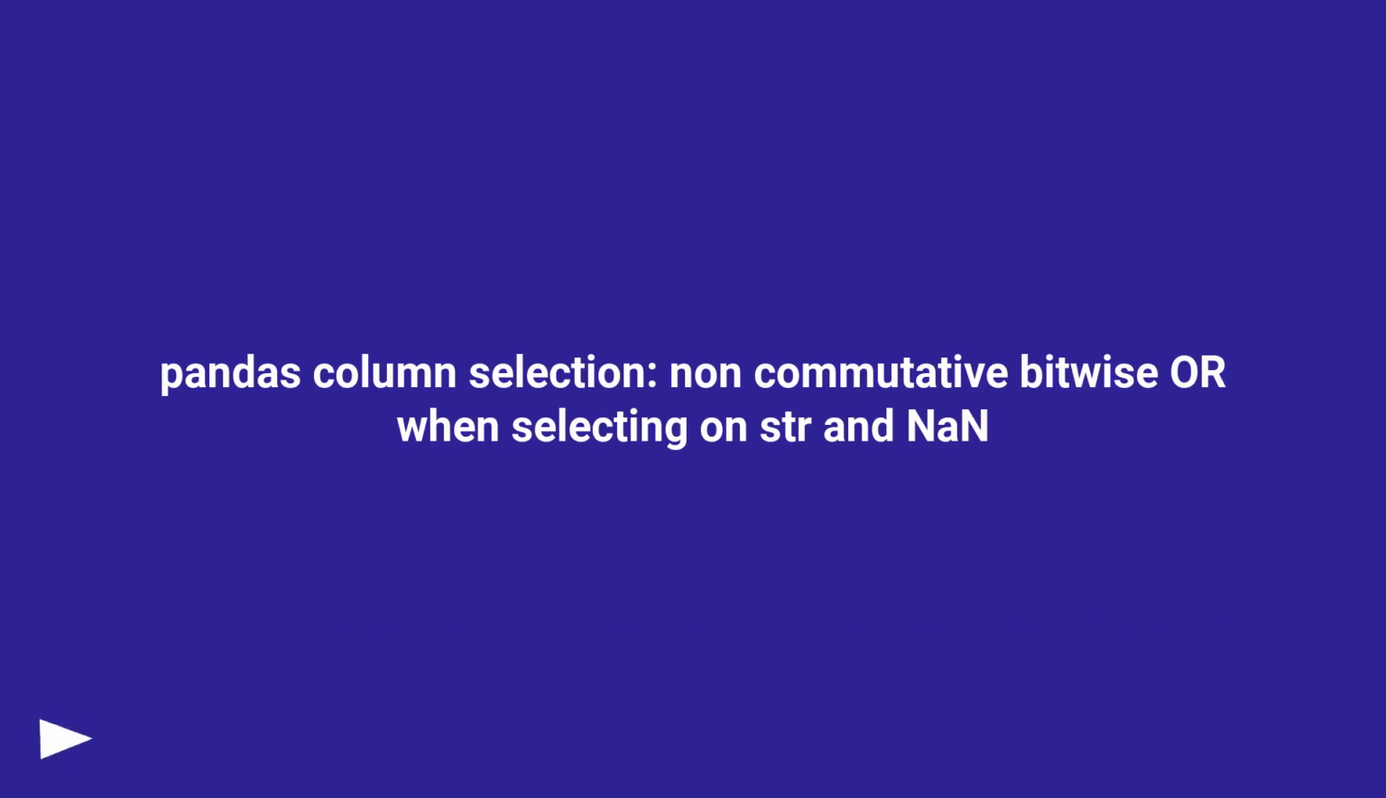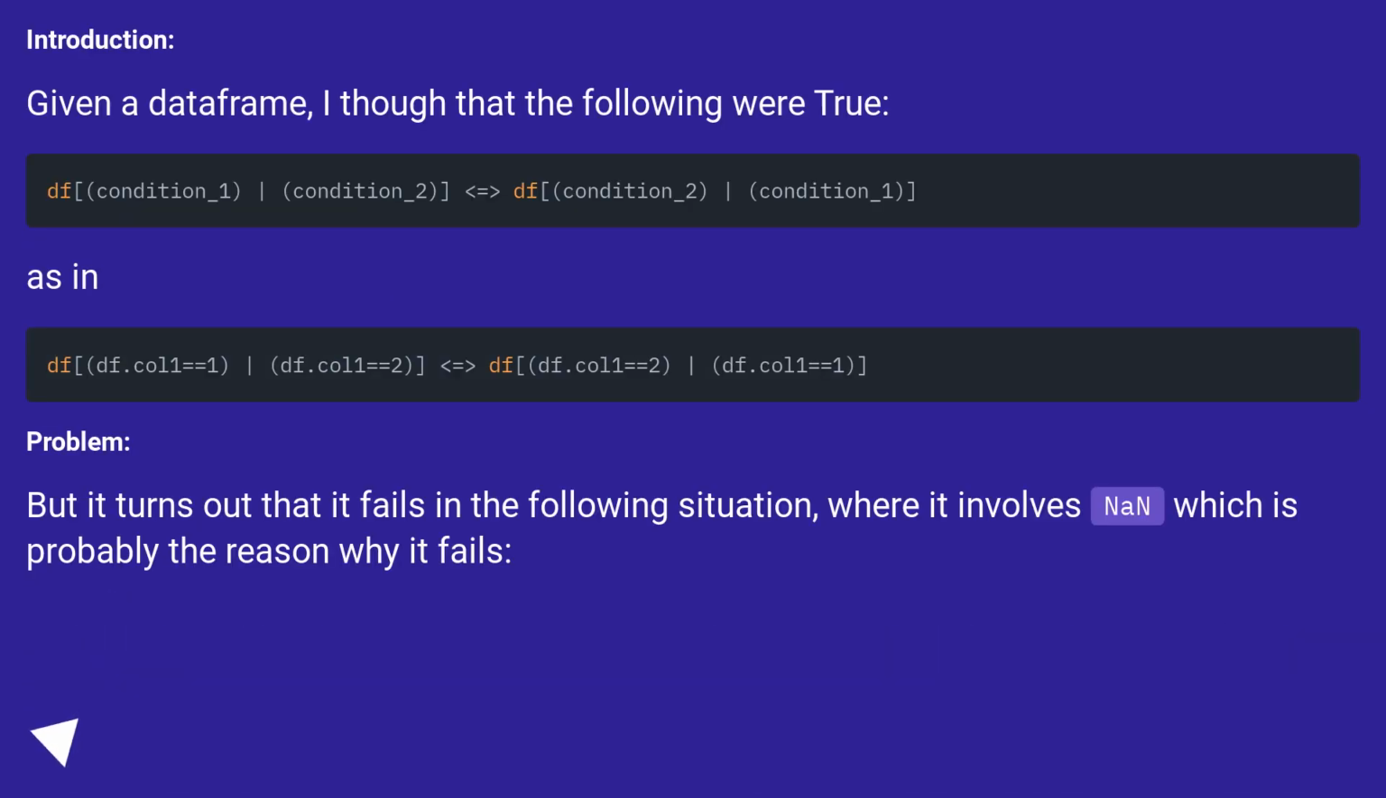Pandas column selection, non-commutative bitwise or when selecting on str and NaN. Introduction. Given a data frame, I know that the following were true, as in the previous problem. But it turns out that it fails in the following situation, where it involves NaN, which is probably the reason why it fails.